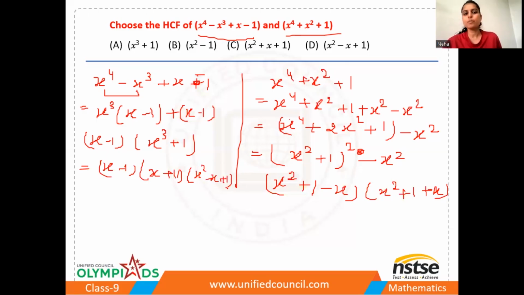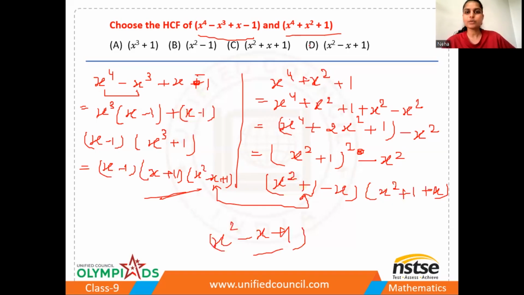A cube plus b cube is what? A plus b into a square minus ab plus b square. So this is the formula I'm using here. So I can say that yes, this is the common portion. This is the common factor in both the expressions. So I can say the highest common factor is nothing but x square minus x plus 1. This is your correct answer. X square minus x plus 1. Yes, option B is your right answer.